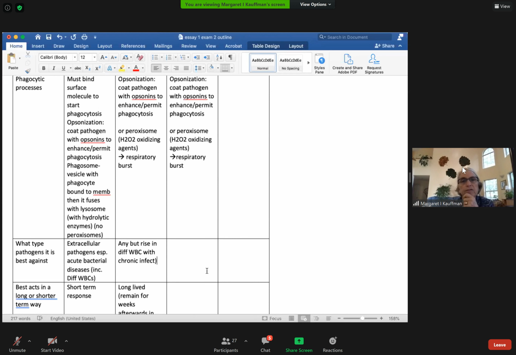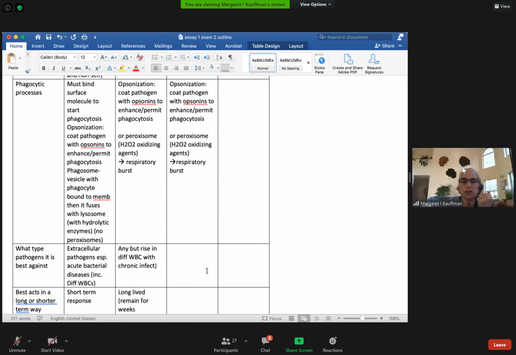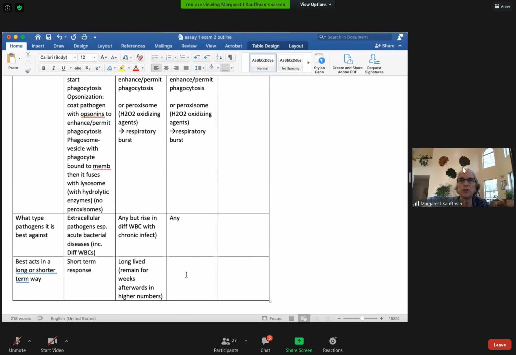Now, I didn't fill this out for dendritic cells because most of the discussion in the book is around its role in triggering the adaptive response. So we'll put any here. Any type of pathogen, because if you're going to trigger an adaptive response, then they have to be able to act against any type. And these are certainly going to be longer lived because the adaptive response remains high. These are lymphocytes.